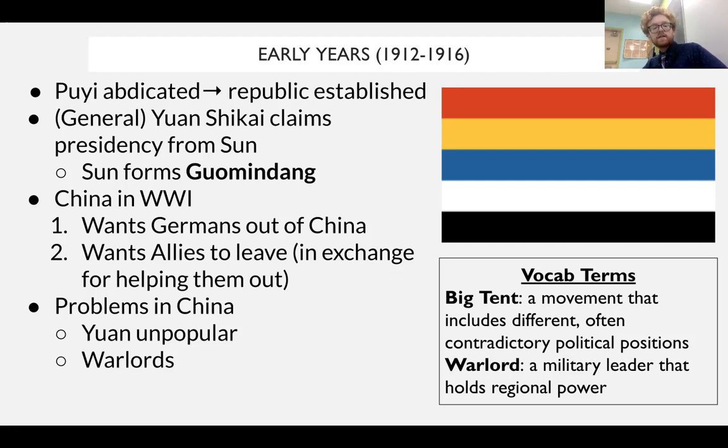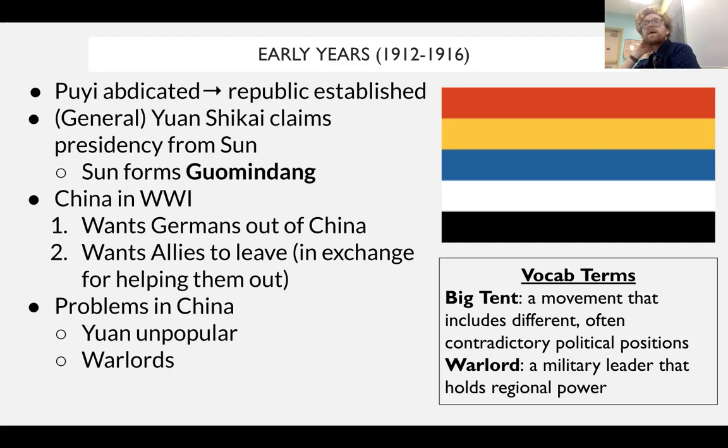So Yuan is going to lead a military coup against Sun and is going to establish China as a dictatorship, essentially. It's still called the Chinese Republic, but under the authority of its new president Yuan, we are going to see a dictatorship emerging. And we are going to see resistance to this dictatorship, especially by the ousted president Sun Yat-sen.